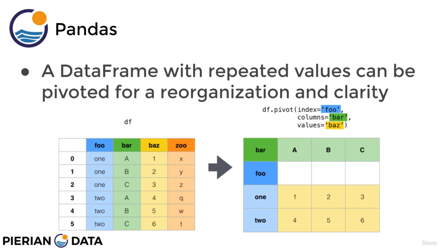Essentially, the main idea is that a data frame with repeated values inside of its columns can be pivoted for reorganization and for clarity. So here we have an original data frame on the left-hand side, and we have 4 columns, foo, bar, baz, and zoo. And then we're going to call the .pivot method on this data frame, and we have to choose what the new index is, what the new columns are, and then also what the new values are going to be.